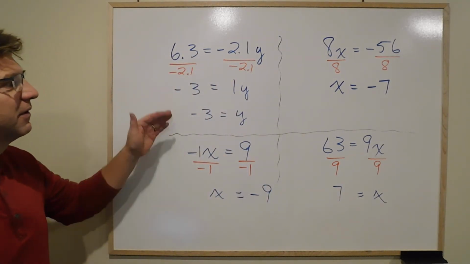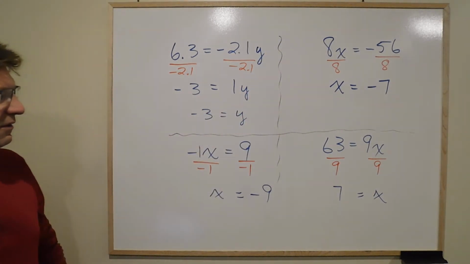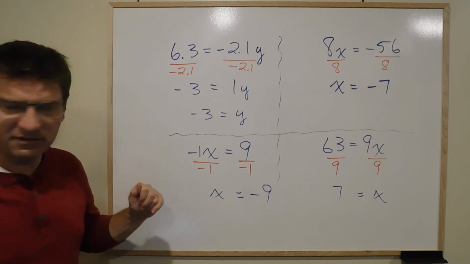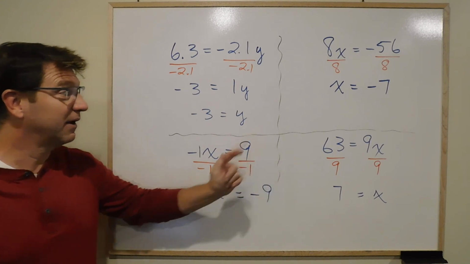So there we go. y equals negative 3. x equals negative 7. x equals negative 9. And I just noticed we used a lot of x's. And x equals 7. Okay.